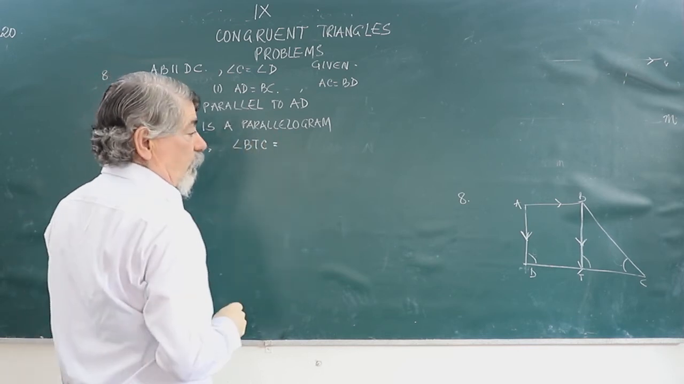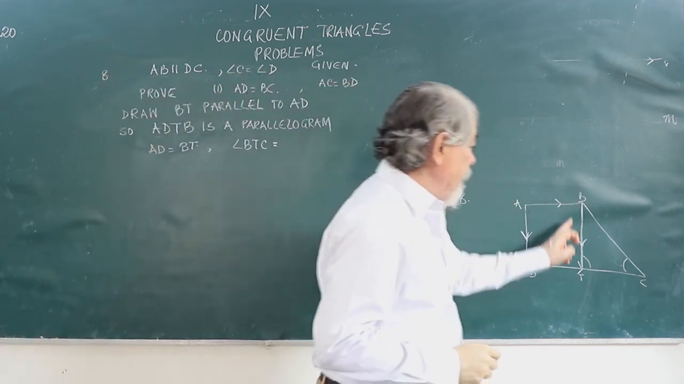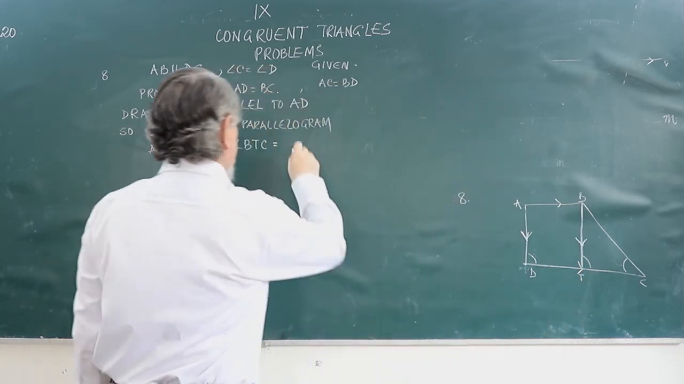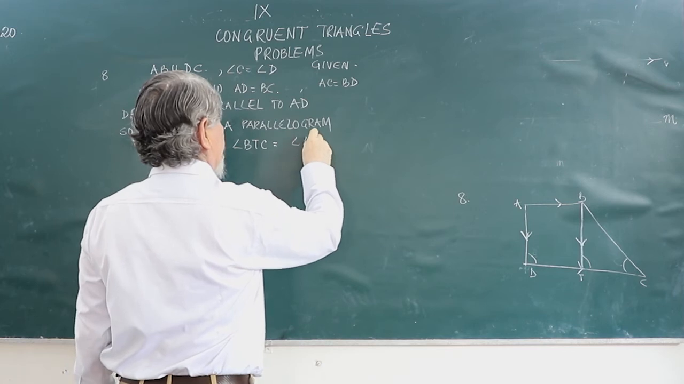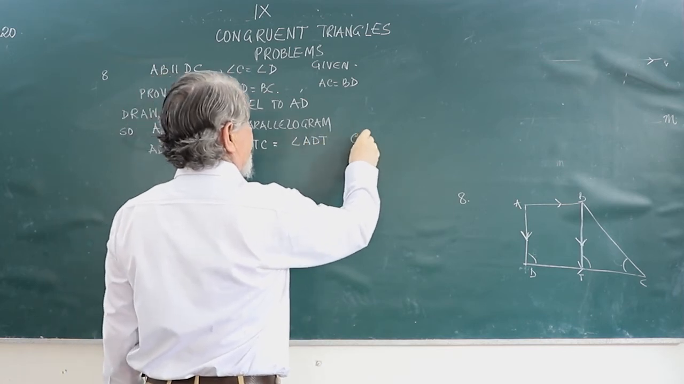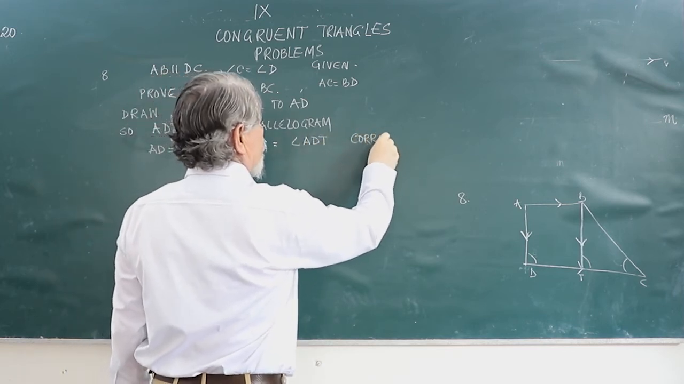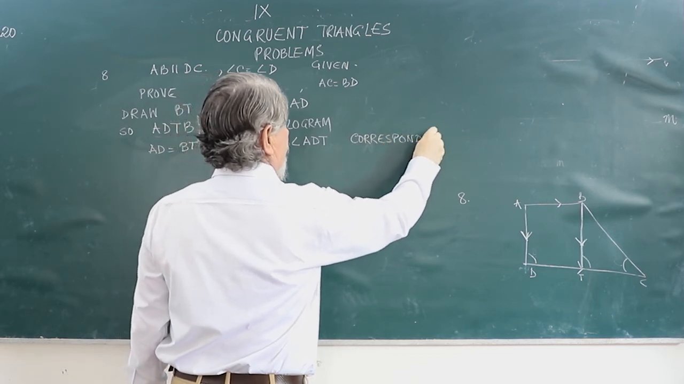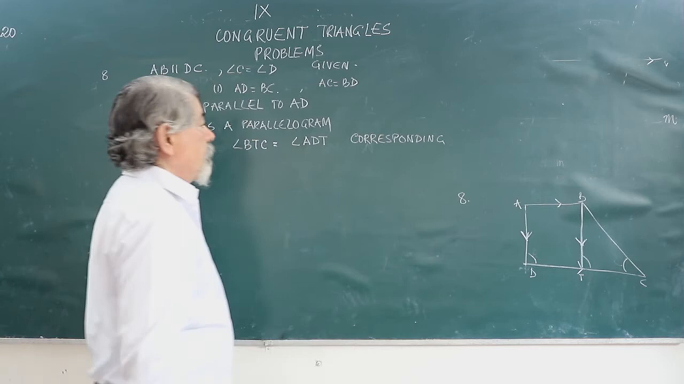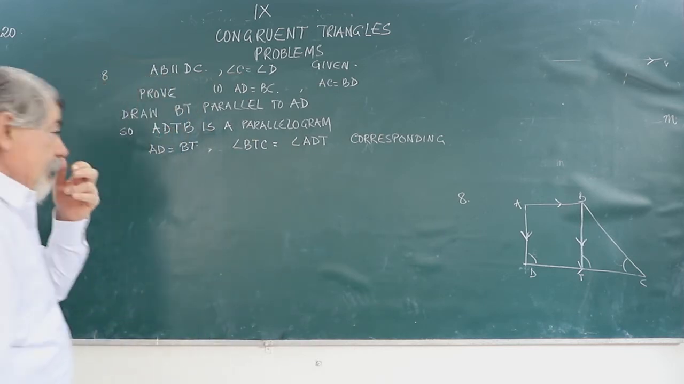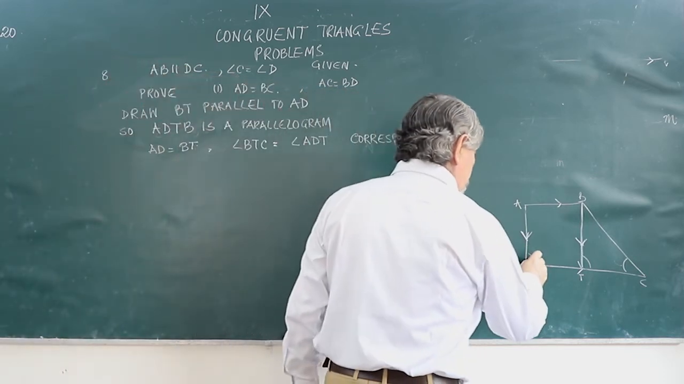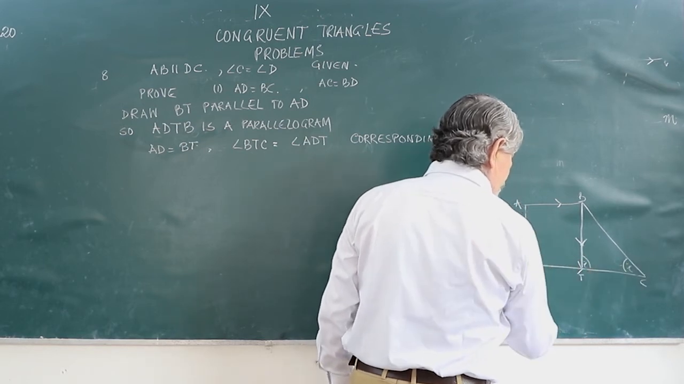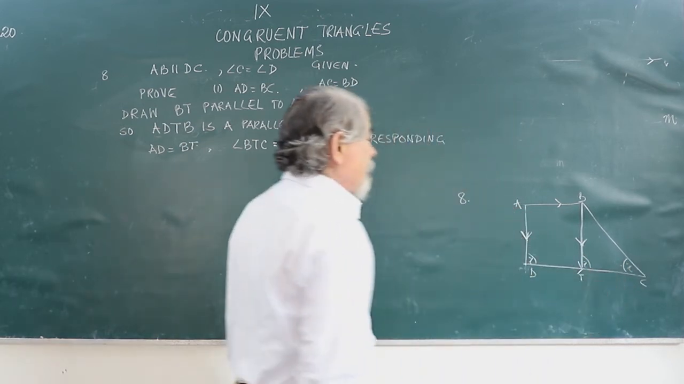will be equal to what? Angle BTC will be equal to angle ADT. These are corresponding angles. Lines are parallel, corresponding angle. This angle is x, then this angle will be x. But this is also x because it is given angle D and angle C is equal.